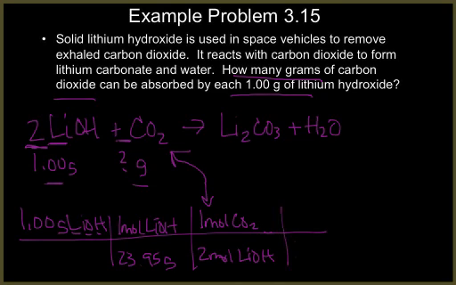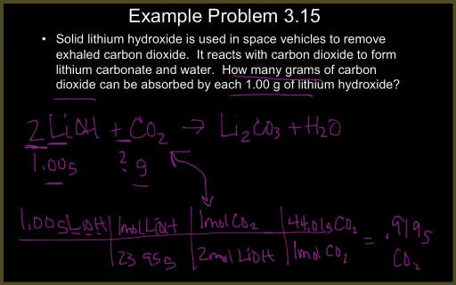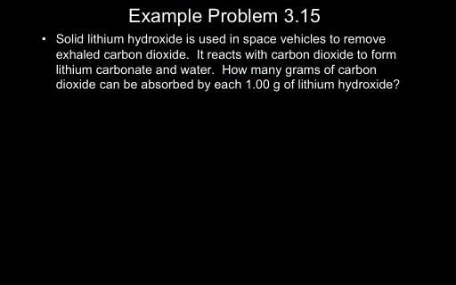Then my last step is to go to grams of CO2, and to do this I'm just using a molar mass. So 44.01 grams is my molar mass of CO2. Multiply across, divide top to bottom, and I end up with 0.919 grams of CO2. So that's how much carbon dioxide could be absorbed for every 1 gram of lithium hydroxide used.